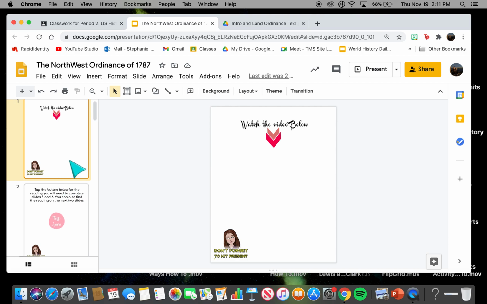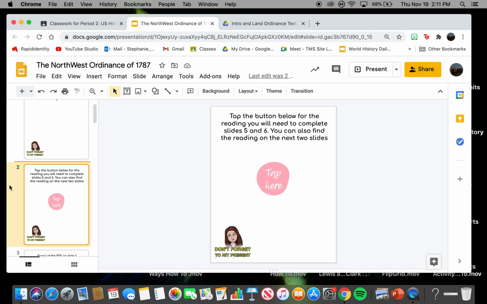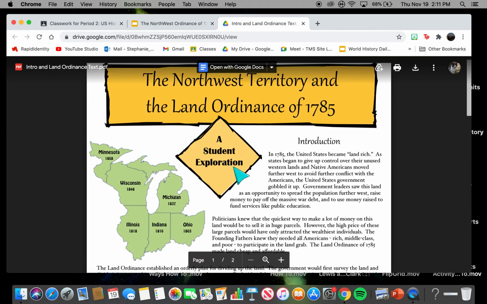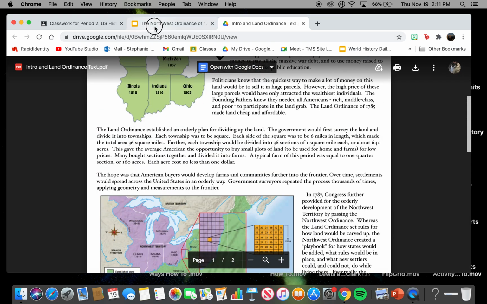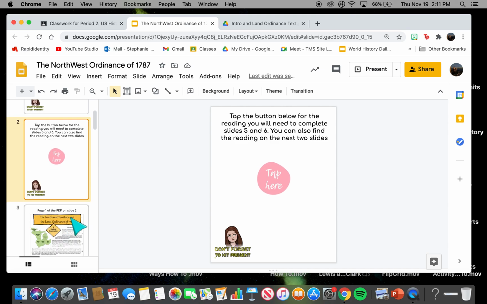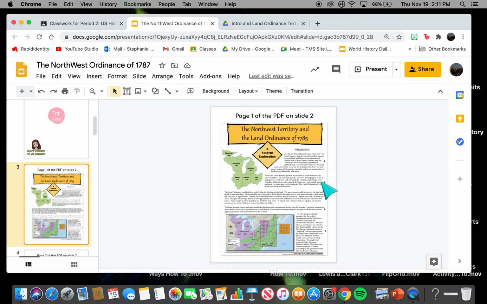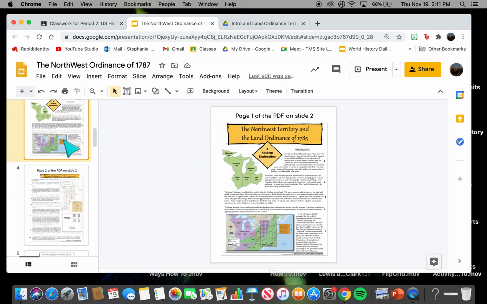Okay, so the first slide is where the video directions are. The second slide is where it really starts. So if you tap here in present mode, it's going to take you to the directions for this assignment. It's a much clearer picture than the one that I was able to put on the slides, but because it doesn't always load on people's iPads, I did put the reading on slides 3 and 4 that you're going to need for 5 and 6.